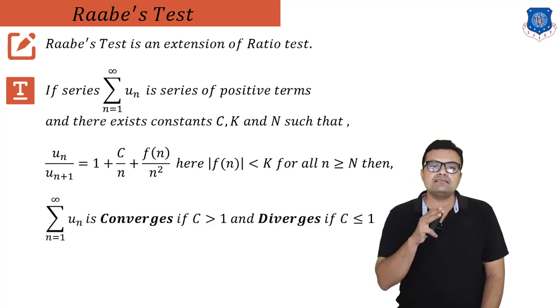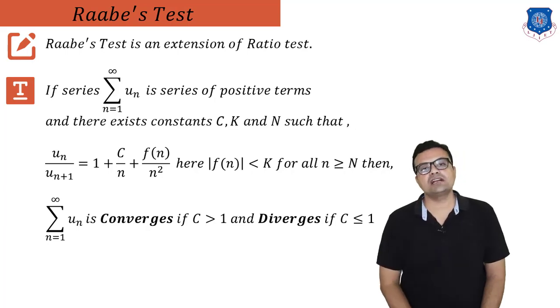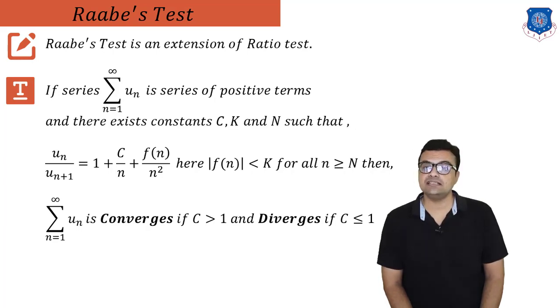But to understand how to relate this with the convergence of our given series, we need to focus only on one component of these three, which is capital C. If we have this ratio condition and if our capital C is greater than 1, then and only then can we say our given series is convergent. Whereas if this capital C is less than or equal to 1, our series is going to be divergent. Now this condition, 1 plus C by n plus f(n) upon n squared, is quite difficult to calculate in general.